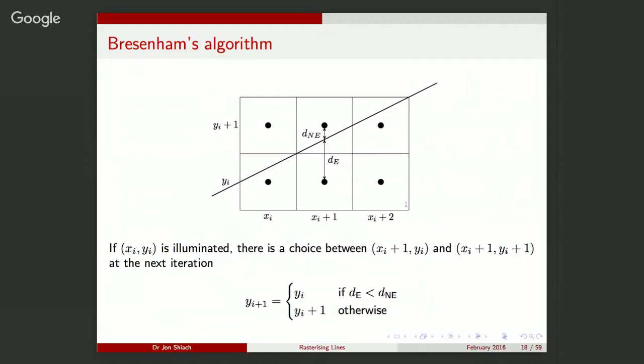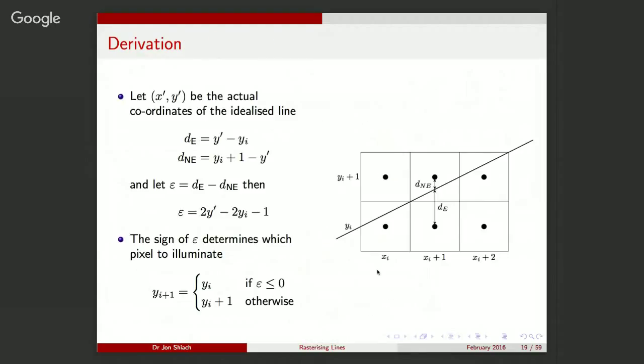Okay, so that's what this means down here. We have a choice for our next y pixel. Our current y coordinate is yi. Our next y coordinate, yi plus 1, is equal to yi if the distance between the center of the east pixel and the line is less than that of the northeast pixel, or we go up one otherwise. Now what we want to do is derive some expressions for the error. So I'm going to let x dash, y dash be the actual coordinates on the idealized line, and x, y are going to be our pixel coordinates.